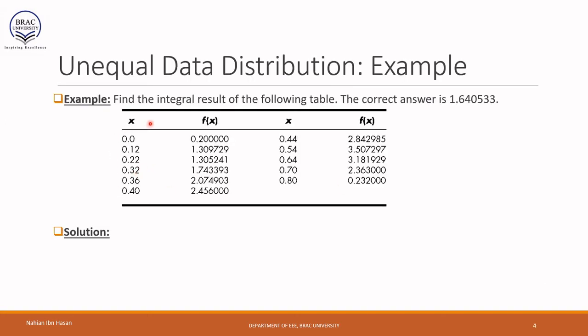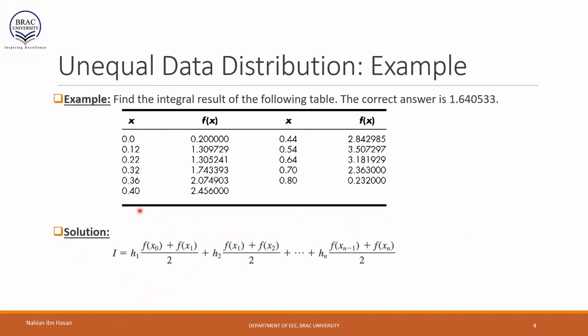Let's look at an example. Say we have unequally distributed data points. Here we see x is 0, 0.12, 0.22, 0.32, 0.36. These are all unequally distributed. But look at this, some of the segments have equal widths. The second segment has a width of 0.1, and the third segment has a width of 0.1. So we can apply Simpson's rule in these segments because they are of equal widths. But wherever we have unequal widths, we can apply the trapezoidal rule. Let's look at the details.